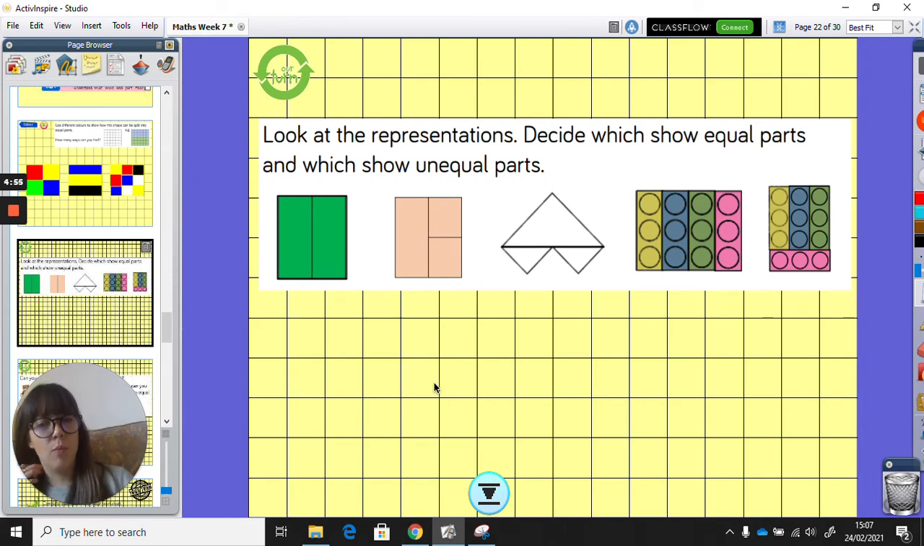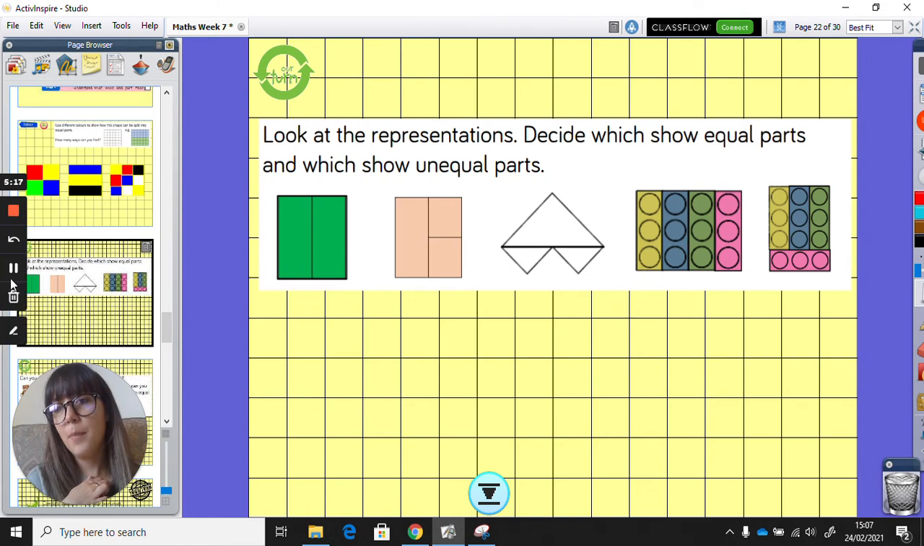Decide which show equal parts and which show unequal parts, okay? So you can see some of them are like a shape that's split up in different ways, in different colours. I want you to tell me or tick or write down which ones show equal parts and which ones show unequal parts. Pause the video here and have a go.